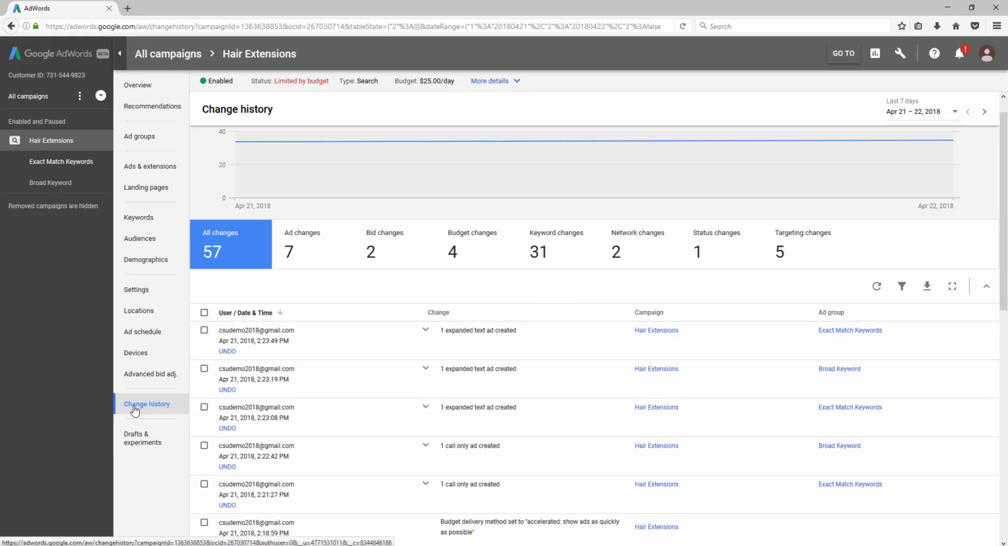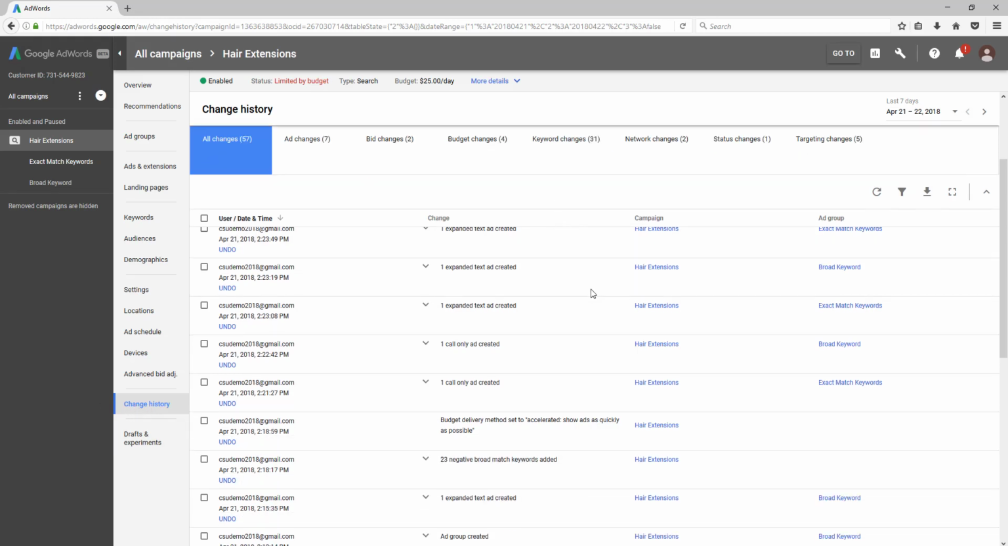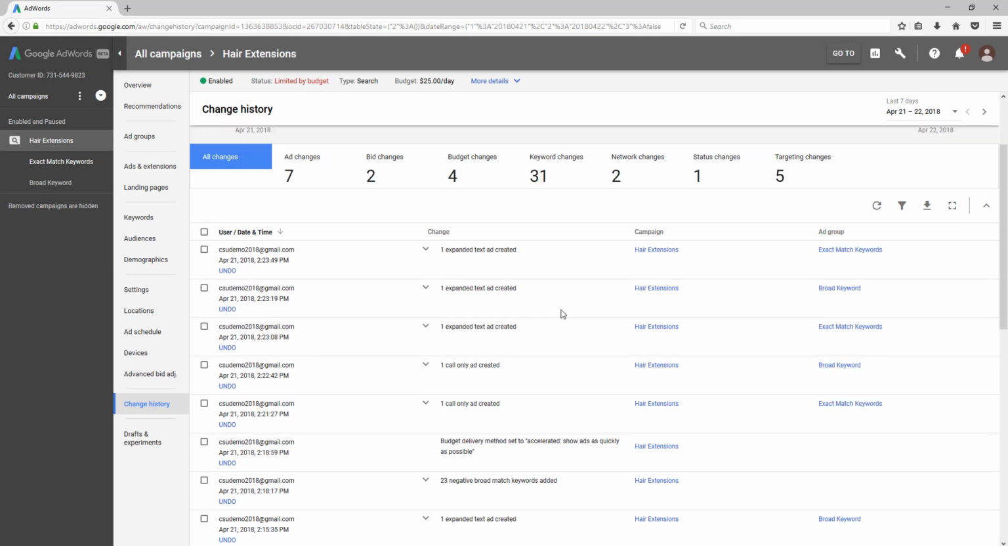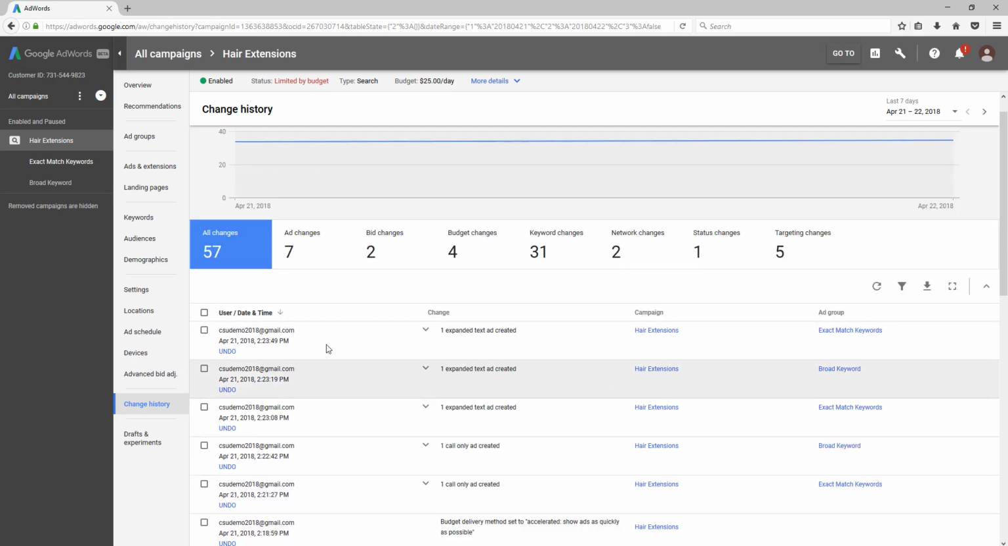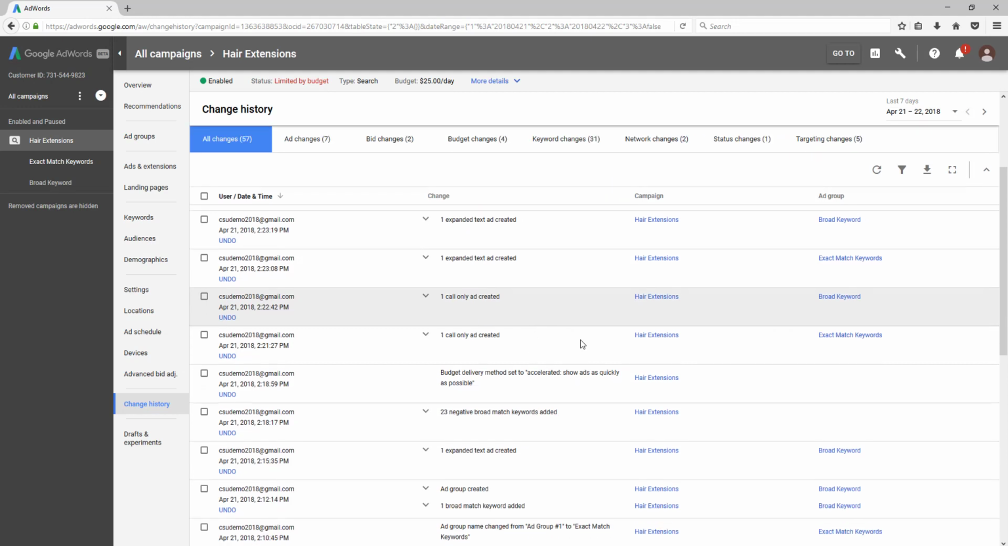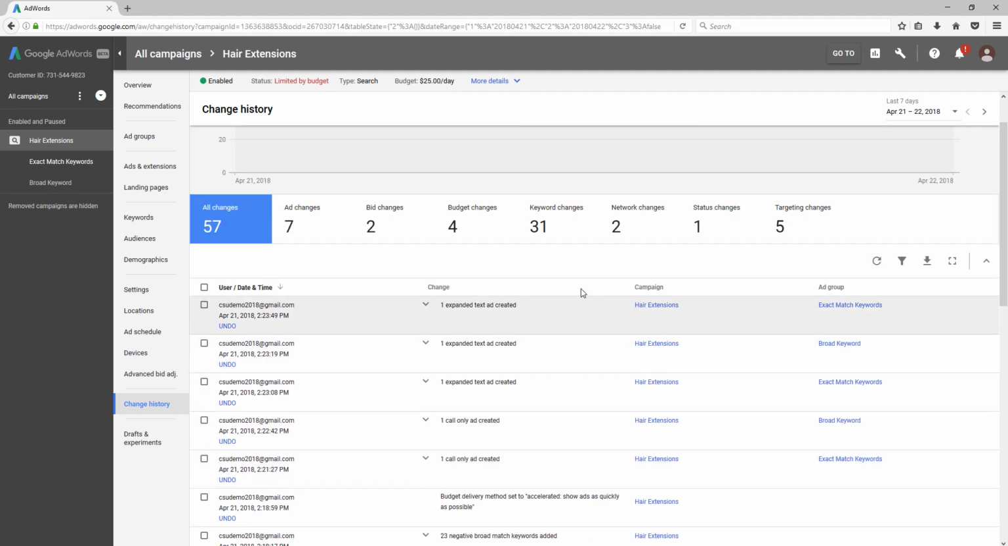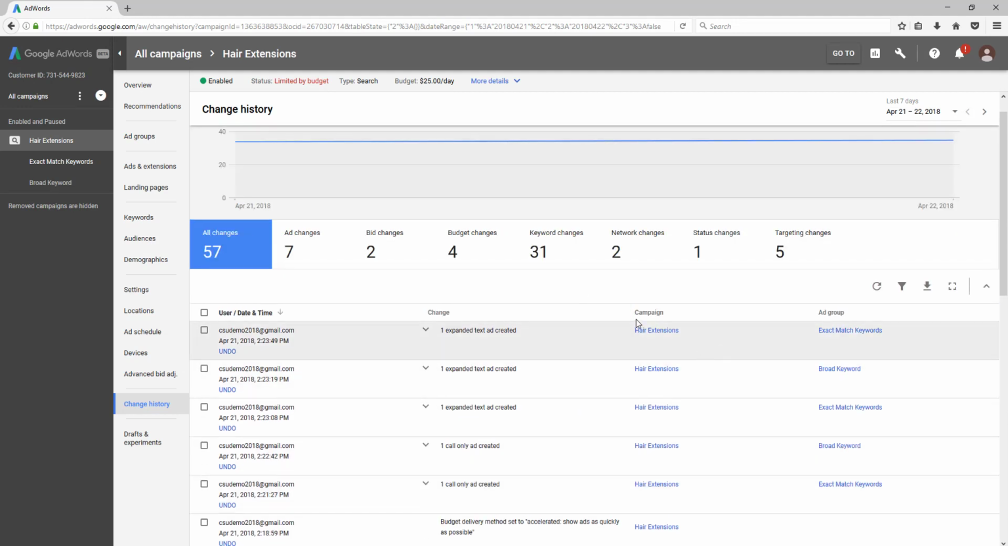So this right here, change history as a manager, is going to be really, really important for you, and you can go through and see the changes that were made. You can see here I expanded a text ad, created it. So pretty much all my setup stuff is here, but anything I was changing with the keywords is going to show up in here also. The ones that I moved for the negatives will be up here eventually also. So that is pretty much that.